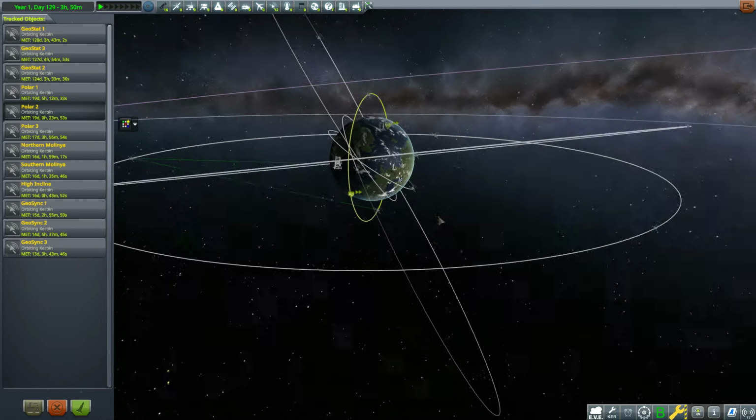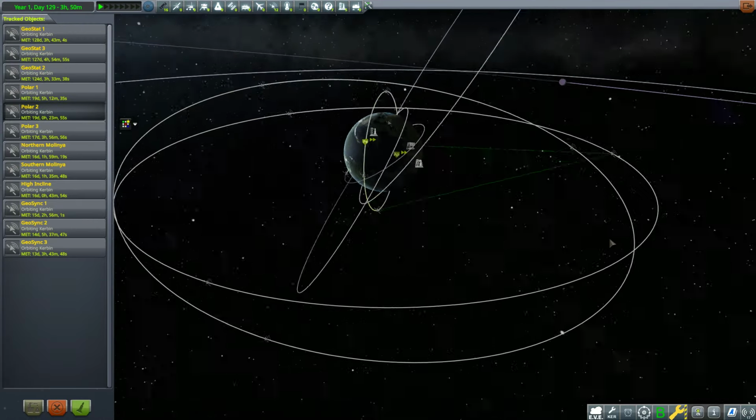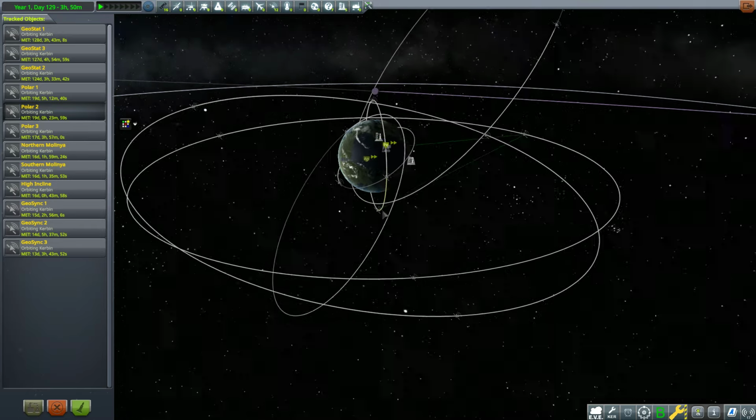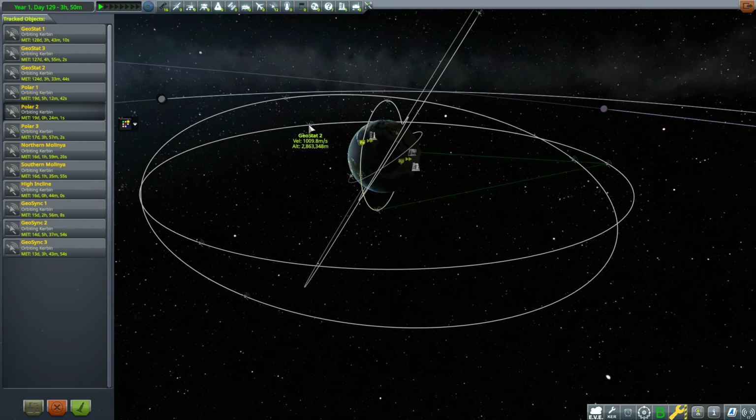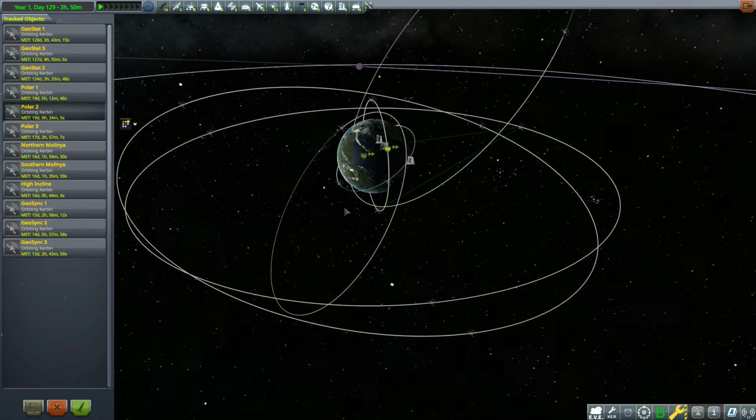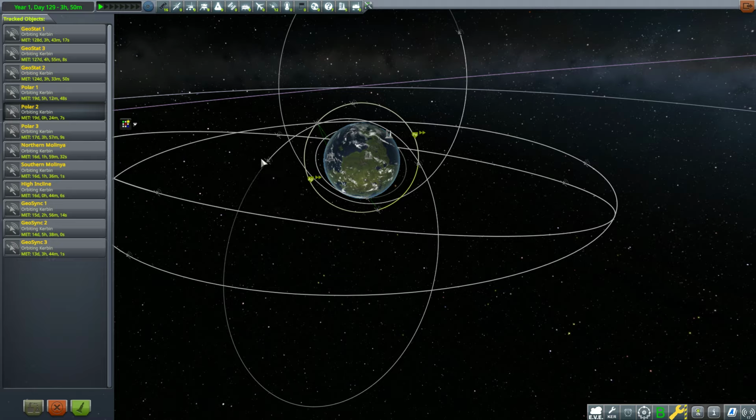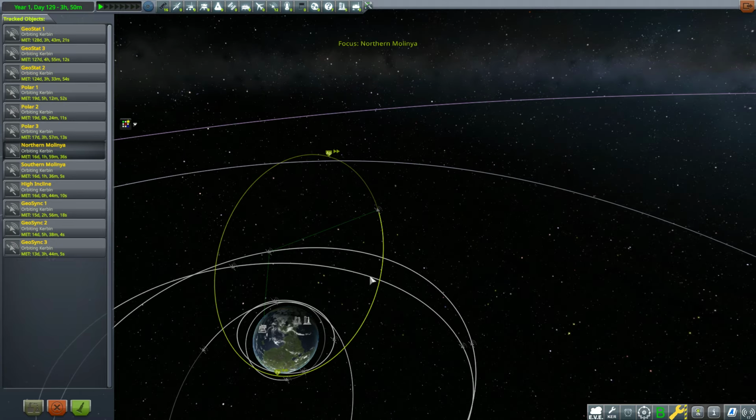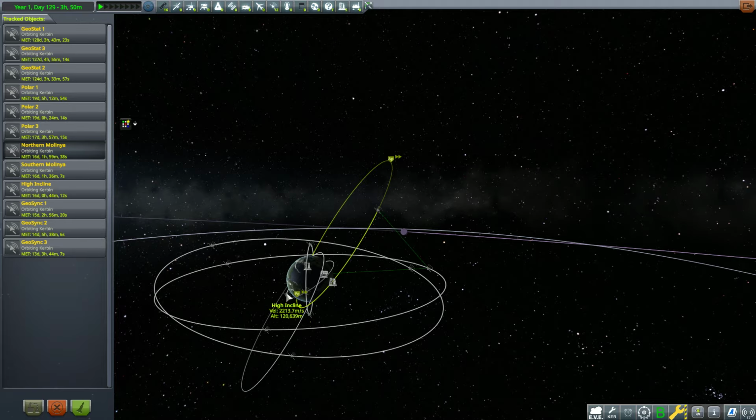So, starting off, I have a few basic orbits modeled here. So I have geostationary, geosynchronous, polar, so this one here, Molniya orbits, so these out here, and one high inclination.